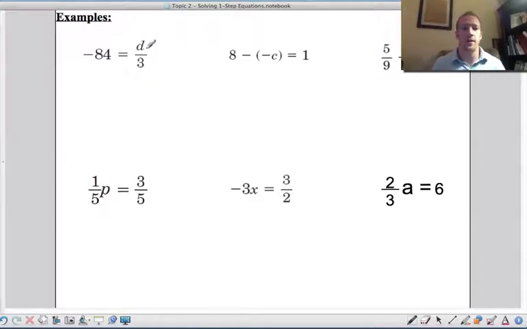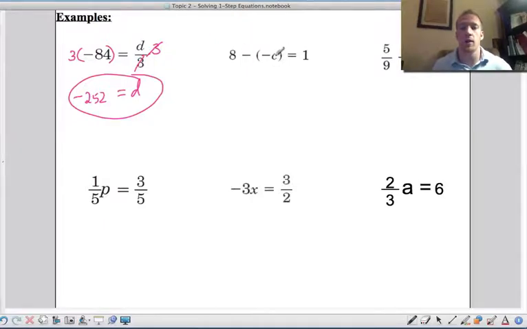So here, D is being divided by 3. So we got to undivide, which is multiplying. So 3 times, and it doesn't matter that the variable's on the right. Who cares? We're still just solving for the variable. Do the same things. So that gives us a D, and 3 times negative 84 is negative 252, I believe.